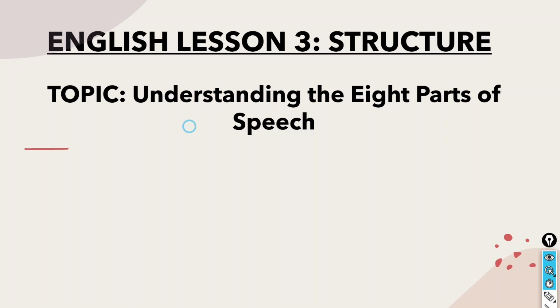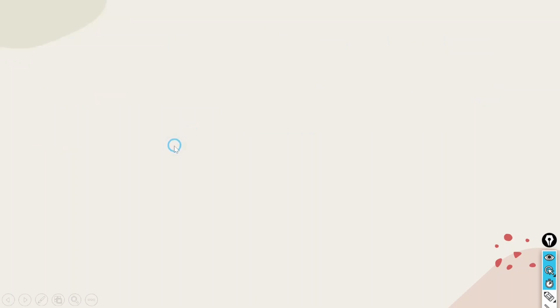We started looking at this topic on Monday, where we looked at lesson 1 on the 8 parts of speech, the verb. On Tuesday we looked at lesson 2, the noun. Today we are going to look at the other part of speech. Without further ado, let's get started.